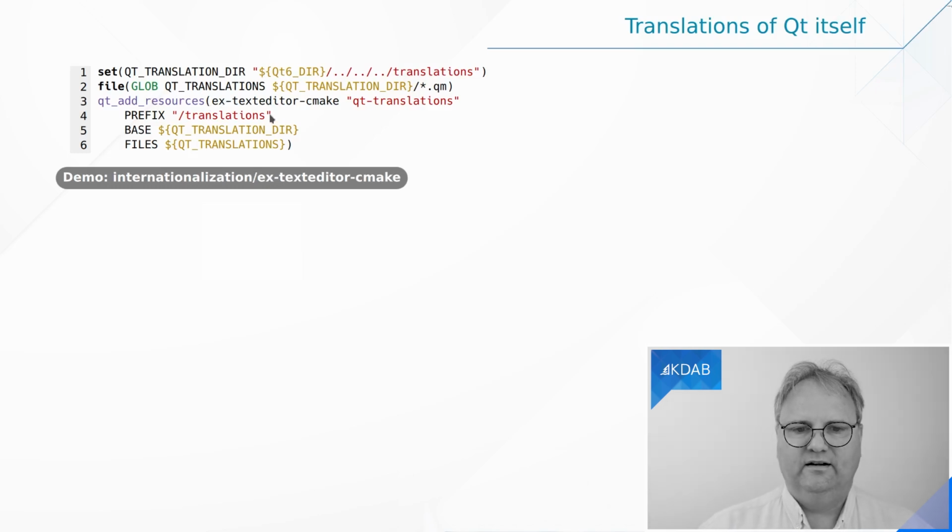What I'm saying is that this resource is called Qt translations, and the prefix is /translations. That's what I will get to in my source code. I can write /translations/ and then the QM files that I have up there.